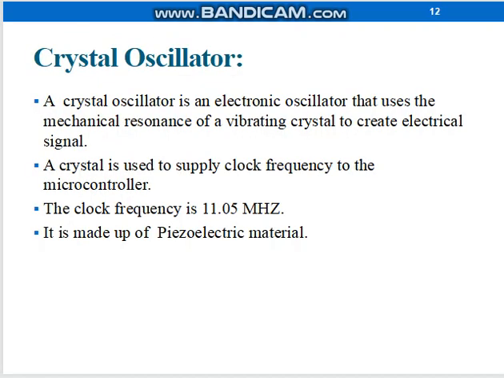Further, we look at some information about the crystal oscillator. A crystal oscillator is an electronic oscillator that uses the mechanical resonance of a vibrating crystal to create an electrical signal. A crystal is used to supply clock frequency to the microcontroller. Moreover, the clock frequency is 11.05 MHz, as I mentioned earlier. Moreover, it is made up of piezoelectric material.